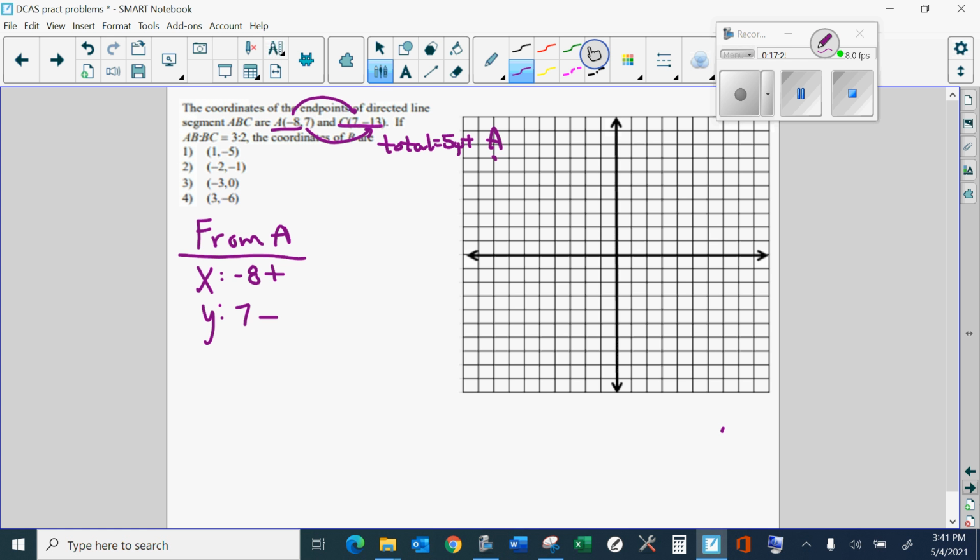I'm just looking at it right there. Now, what fraction am I going from A? A is 3/5 of the way. 3/5 of the way. Okay?